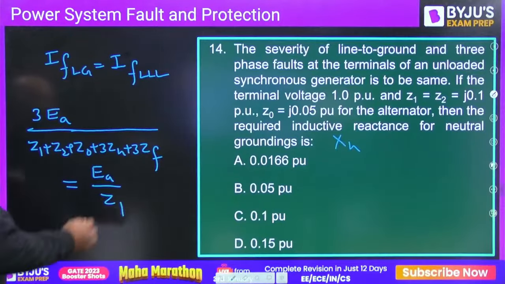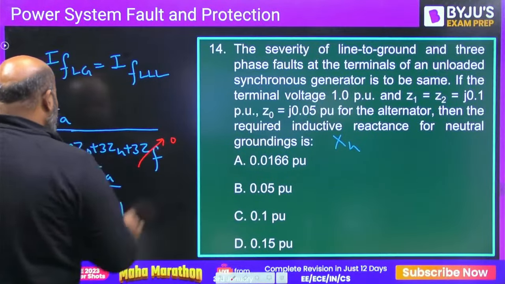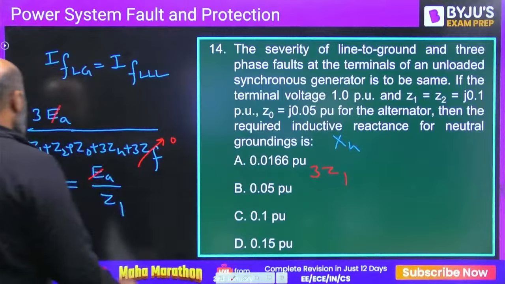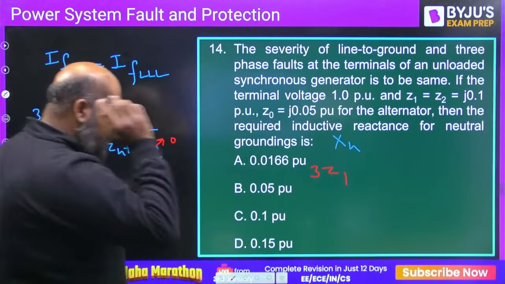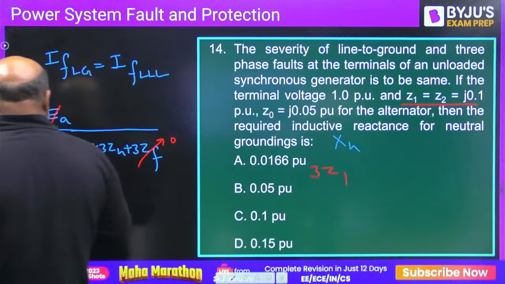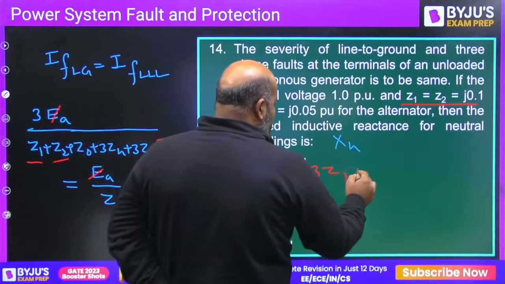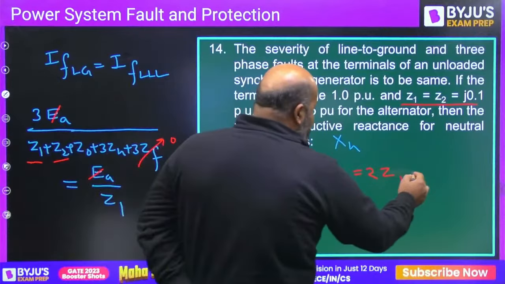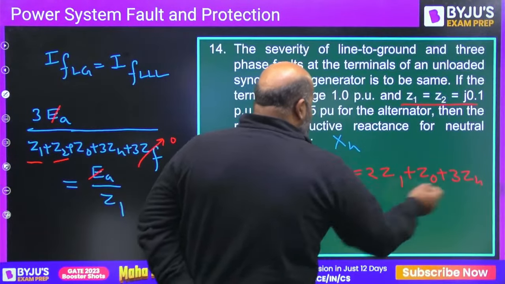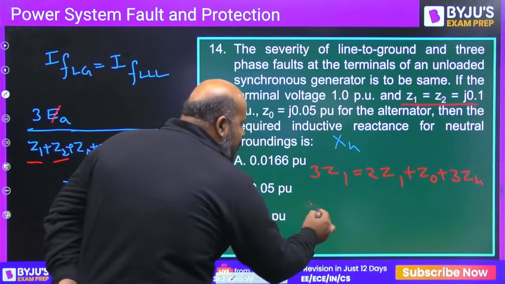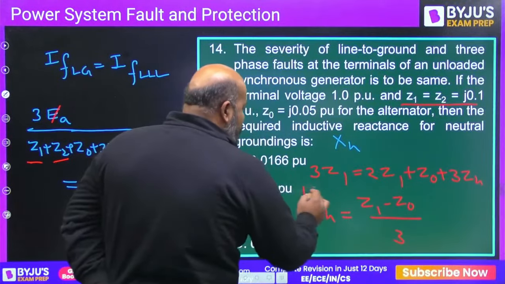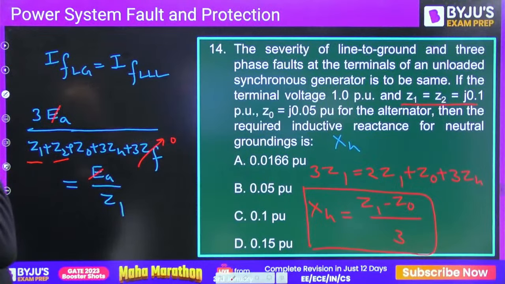Now just put the values. Fault impedance is not given. It is 0. EA, EA cancelled. It is 3Z1. Now, Z1, Z2 are same, given in the question. So, Z1 plus Z2 is 2Z1, so 3Z1 is equal to 2Z1 plus Z0 plus 3Zn. Now, put the values for Z1, Z2, Z0 and what is going to be Zn? It is going to be Xn. So, it becomes Z1 minus Z0 upon 3. Just put the values. What is Z1? 0.1. What is Z0? 0.05, divided by 3.